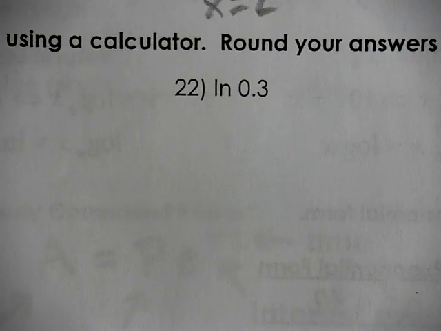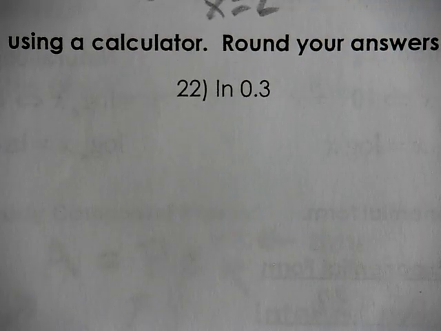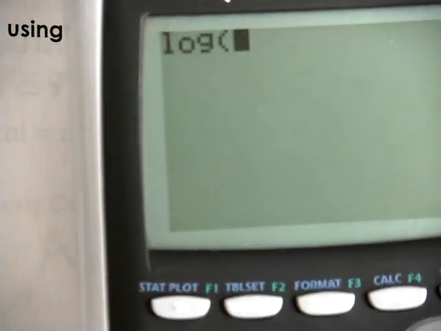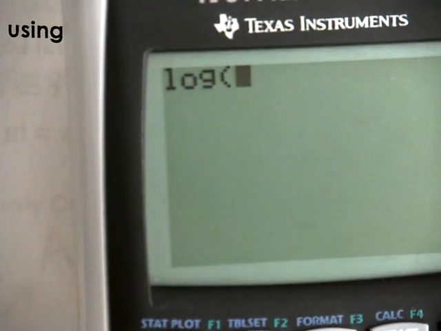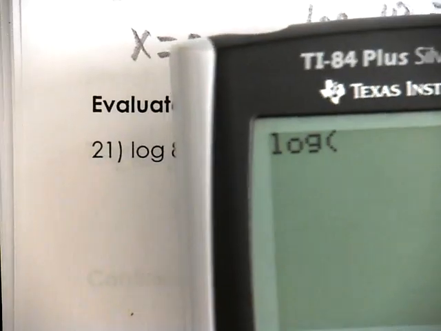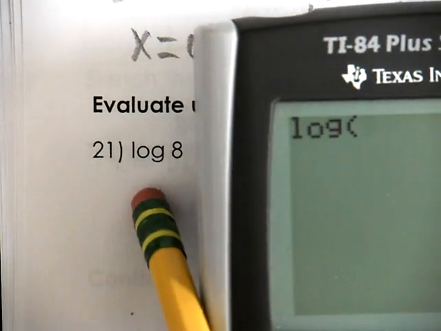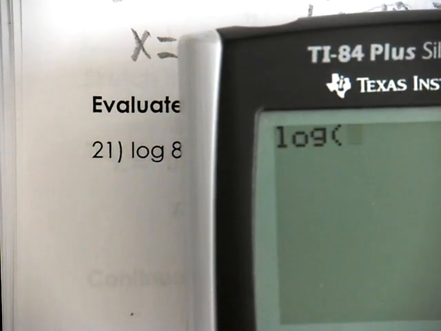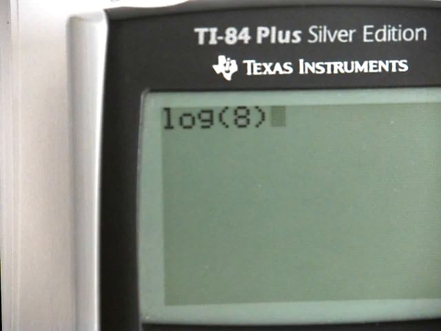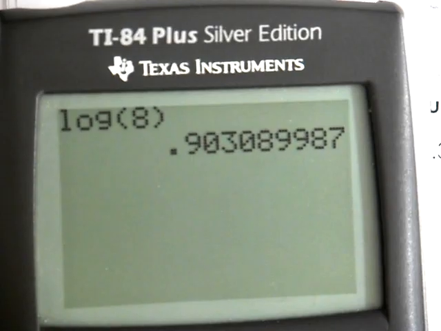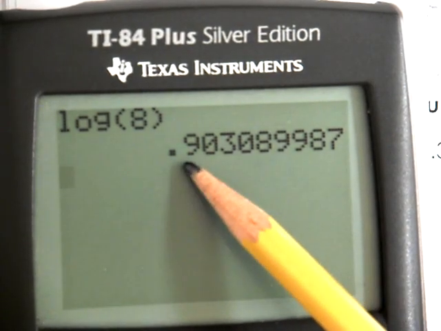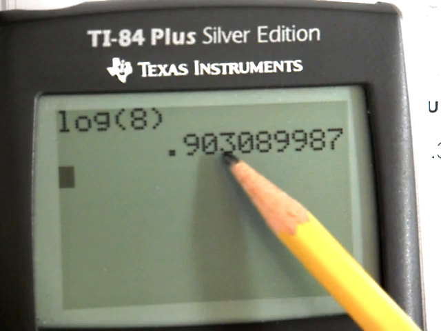You can do this with a calculator. We can type log, that's the button next to the 7, and we're doing log, which is a common log, because there's no other base there. Log base 8, or log of 8 is how you read that. It's the common log of 8. And if we round this to the nearest thousandths, this is 0.903.